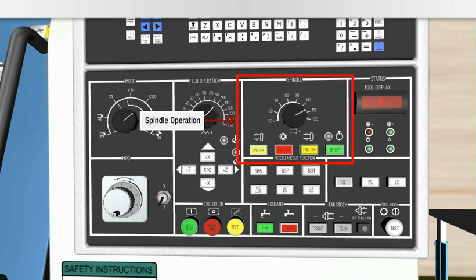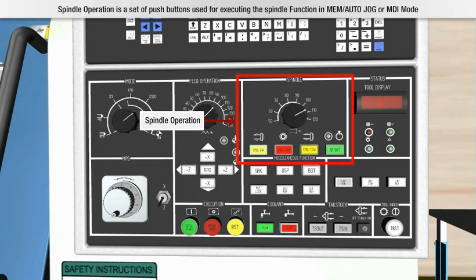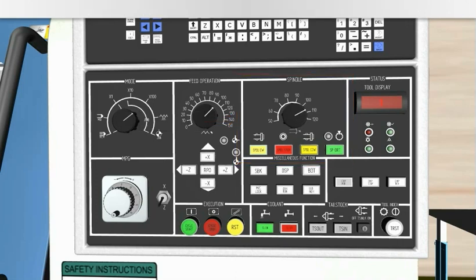Spindle operation. Spindle operation is a set of push buttons used for executing the spindle function in memory or auto, jog, or MDI mode. Let's take a look at the push buttons in the spindle operation.